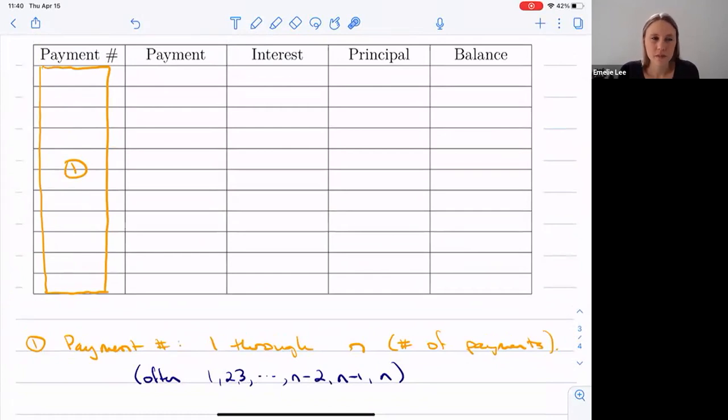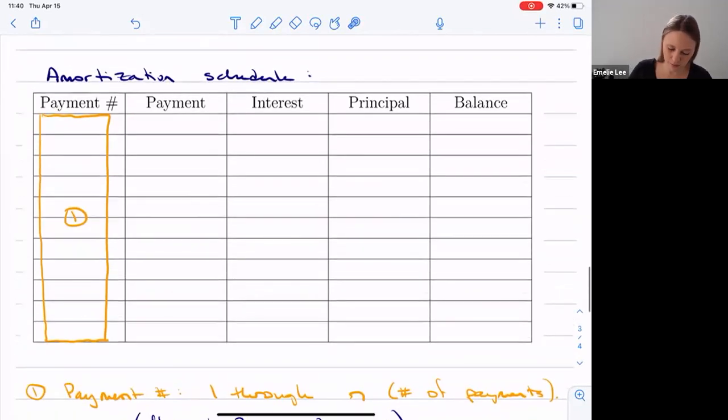Now, the payment amount is going to be blank for this first row. This is always true. And you always start at 0, and then you go 1, 2, 3, and so on.